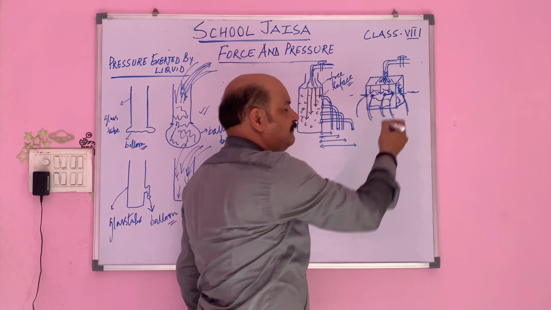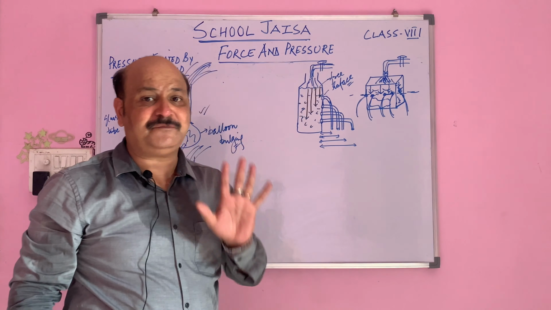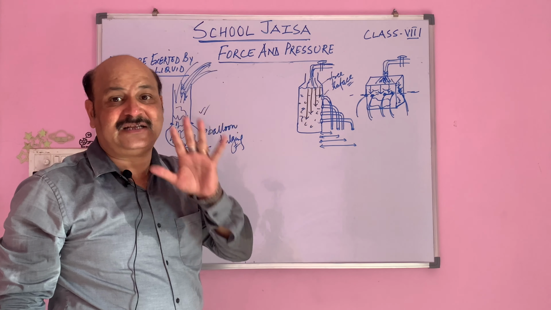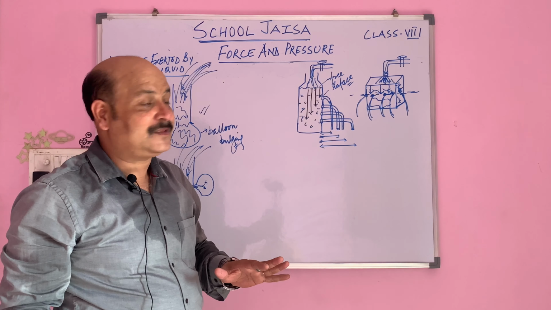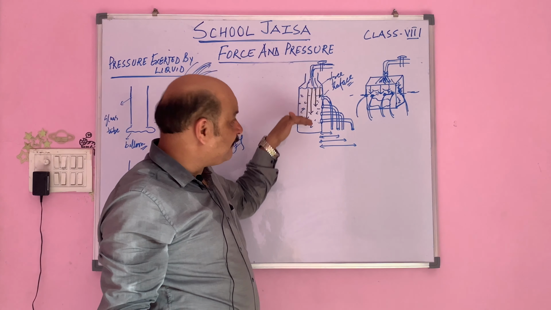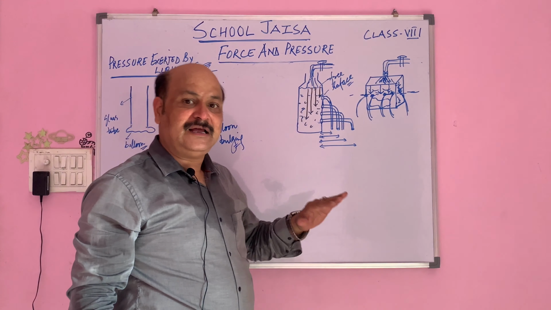So it also confirms that if the heights are the same, then the pressure exerted would be the same, but if the heights vary, then the pressure exerted will also vary. How? That we have understood with this, that as the height from the free surface increases, the pressure also increases.